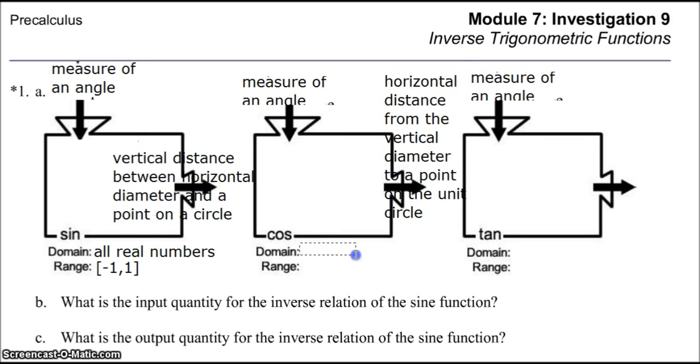The domain is again all real numbers, and the range is just like the sine function, -1 to 1. For the tangent function, the domain is not all real numbers. It's kind of weird. It's all reals except those values that give us vertical asymptotes.